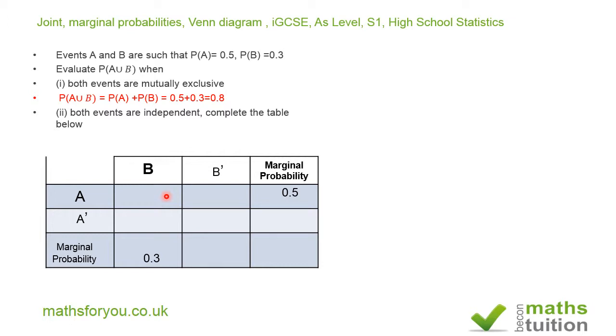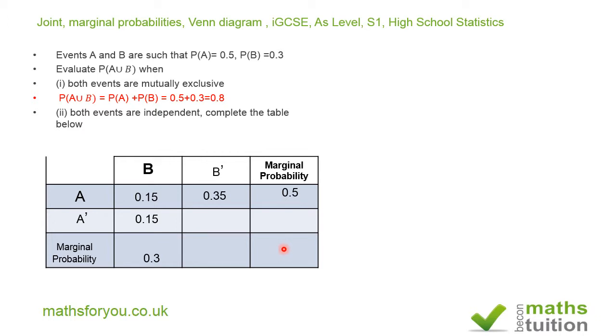Having done that, we now have to fill in this cell here. This cell is the probability of A intersection B, and that's the product of 0.5 and 0.3, because we multiply them together, and we end up with 0.15. Now, if that's 0.15, the probability of A intersection B prime will be 0.5 minus 0.15, and we end up with 0.35. Similarly, in here, the probability of A prime intersection B will be 0.3 minus 0.15, and we end up with 0.15.